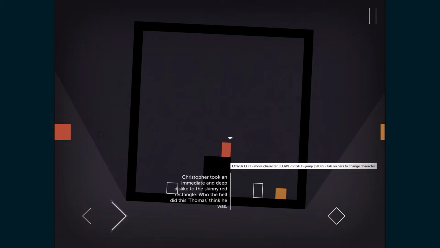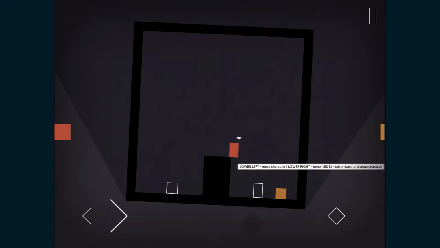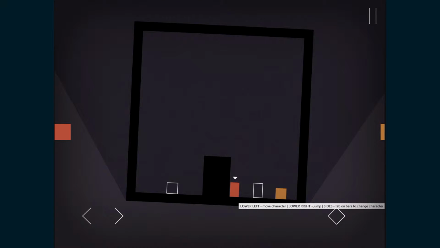So Christopher is the square, and as you can see if you read that, Christopher's first impression of Thomas is, who is this guy? Why can he jump so high? Christopher can't jump as high. Though he's shorter, he can make it through different spaces. They have both their moments and missions that they need to do, and they'll need to work together.